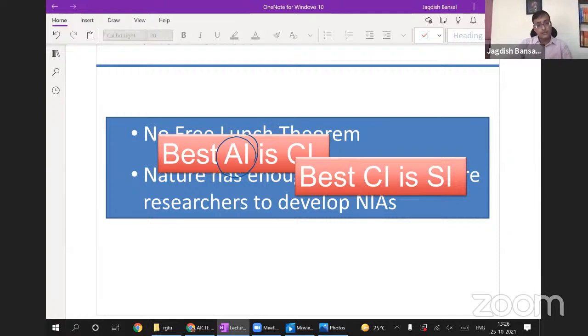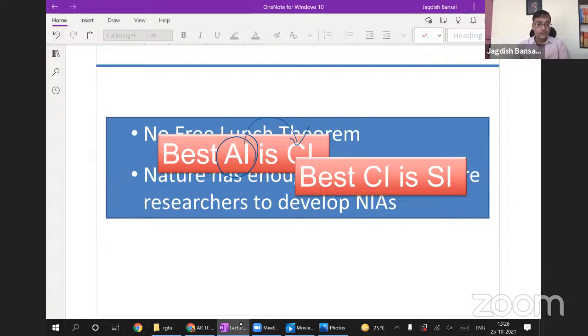Even your laptop is giving good efficiency at very cheap rates. Very high computational devices are available. Because of those high computational devices, the best AI nowadays is CI, computational intelligence.